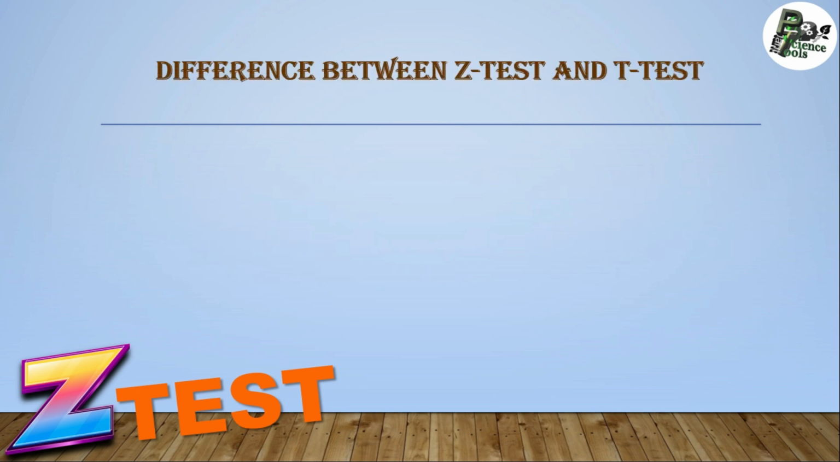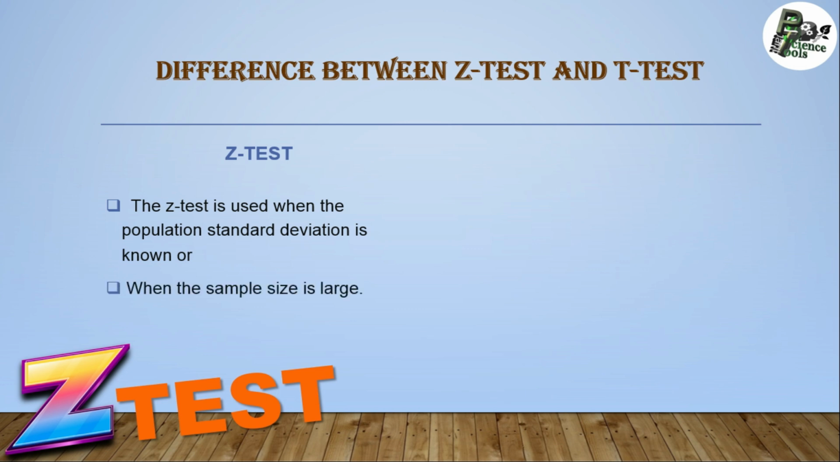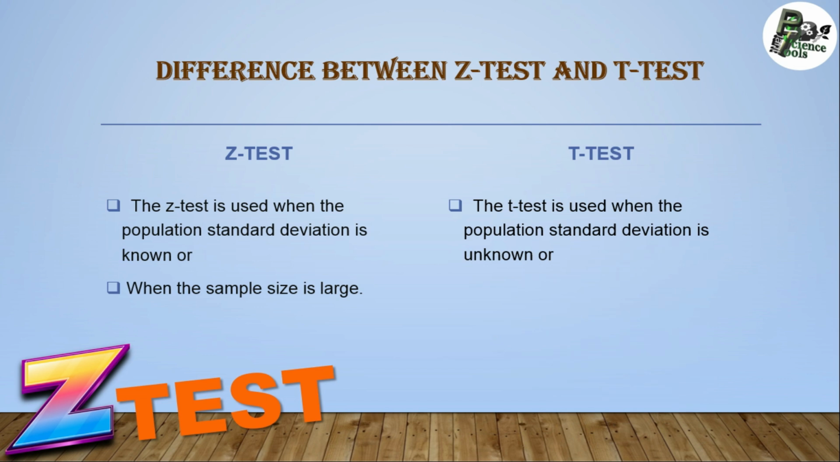Now we will discuss the differences between the Z test and T test. First of all, the Z test is used when the population standard deviation is known or when the sample size is large. Now about the T test. The T test is used when the population standard deviation is unknown or when the sample size is small, that is maybe less than 30.